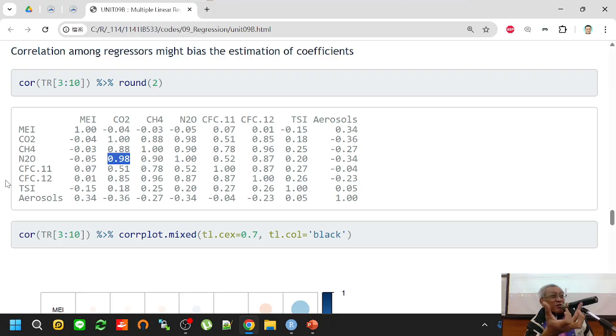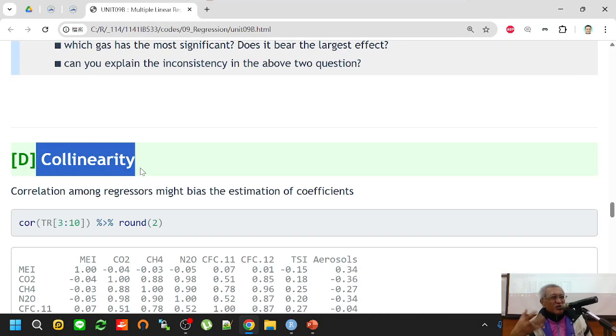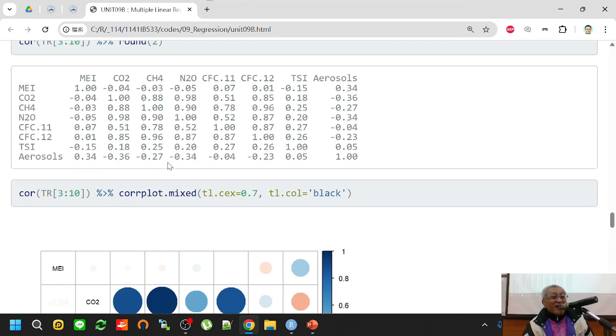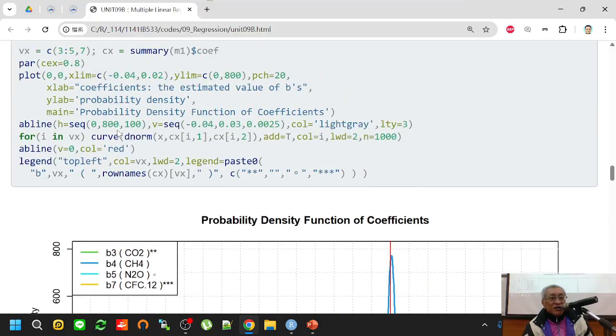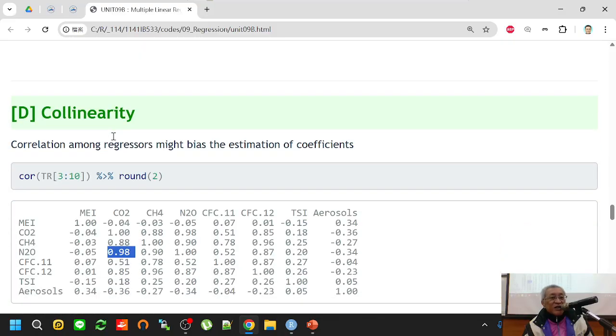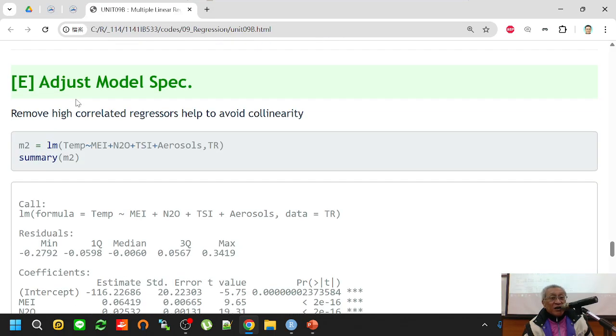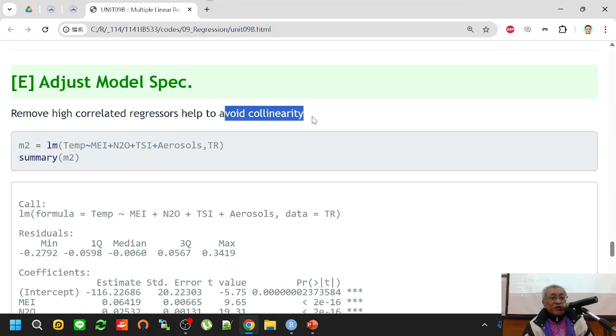Well, in both of these cases, if within the data they have a very high correlation, it will cause a collinearity problem, right? It's the jargon of statistics, right? And with this high correlation, usually it will affect the accuracy of the coefficient. Okay, so sometimes we need to adjust our model to avoid this collinearity.